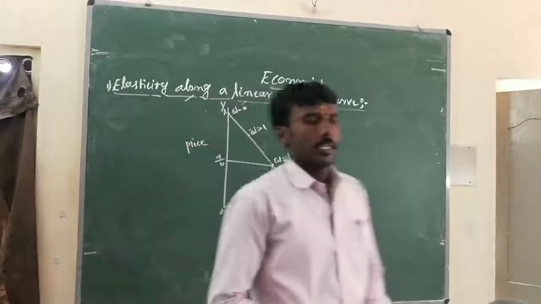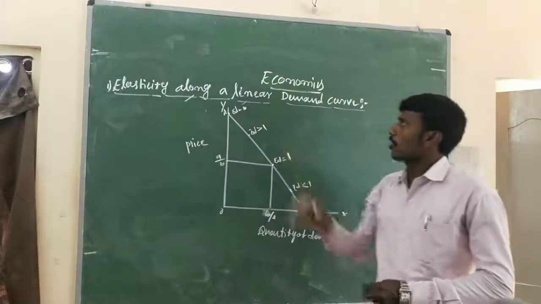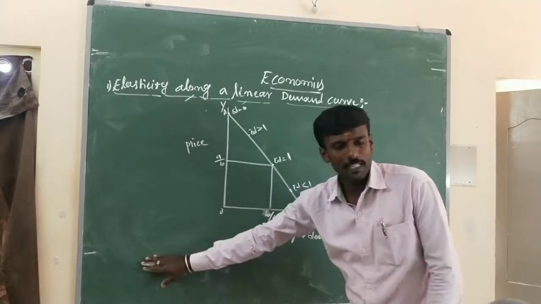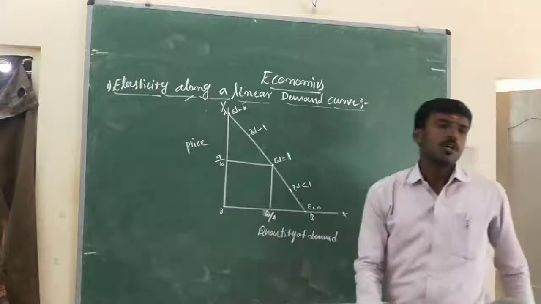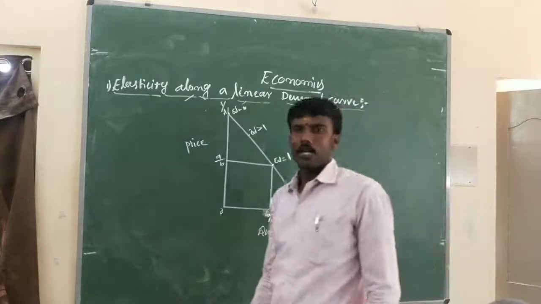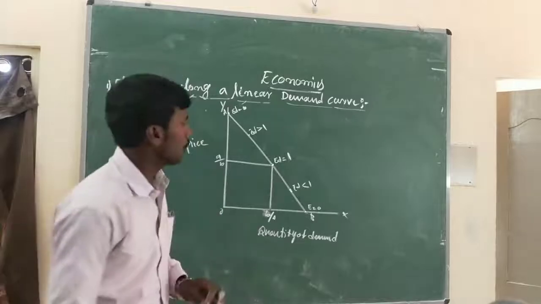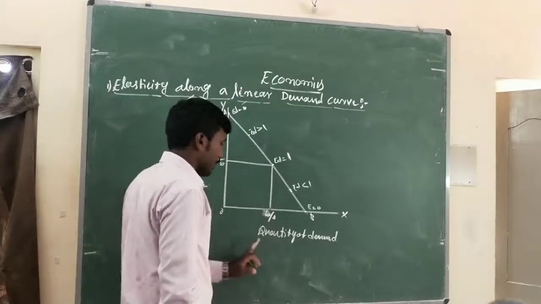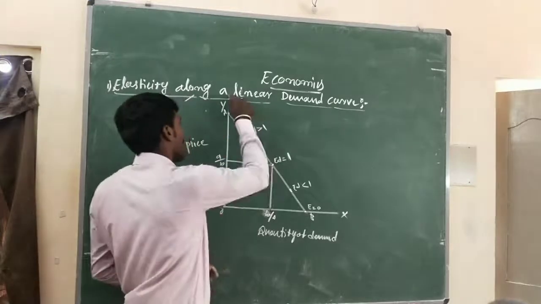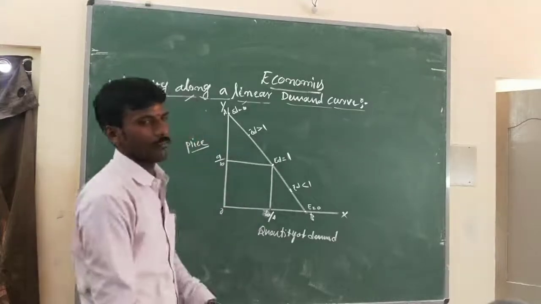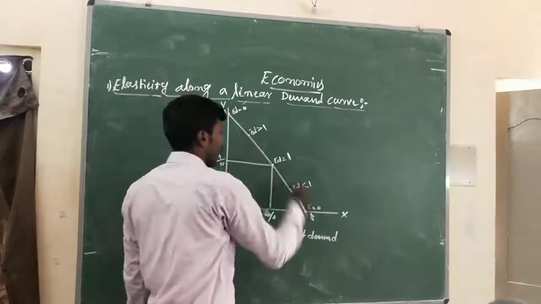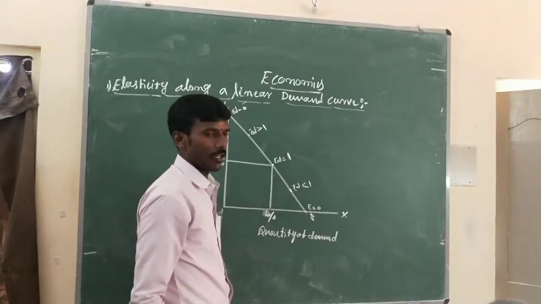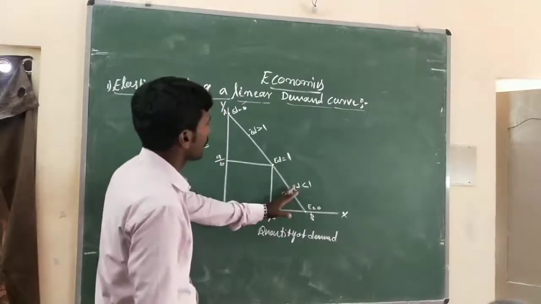See students, the concept of the elasticity along a linear demand curve, we already understood and explained through the equation of the demand curve. Now the same thing we are going to explain with a diagram. Here on the x-axis we represented the quantity of demand, and on the y-axis the price. In this diagram the AB line will be there, a left to right downward sloping straight line. That line we consider as the demand curve.